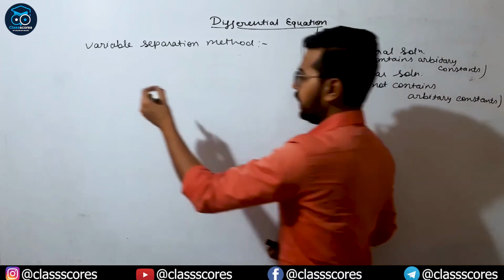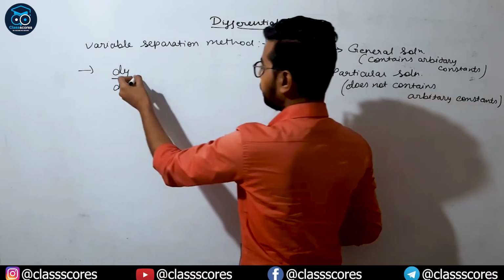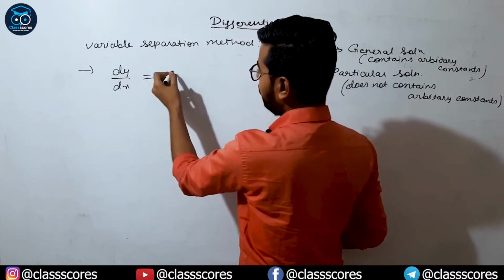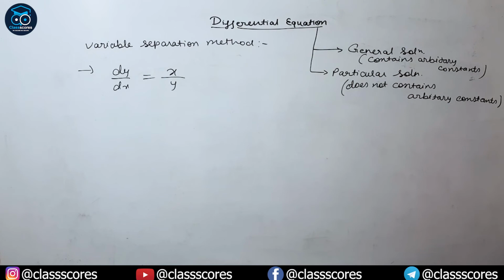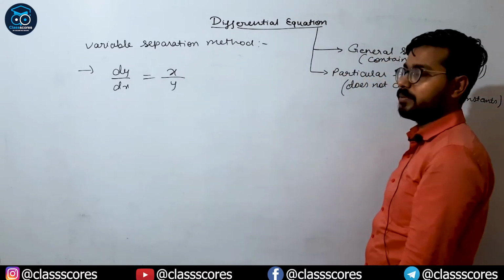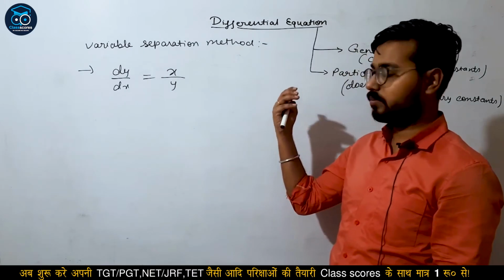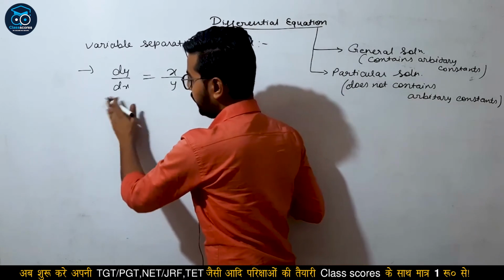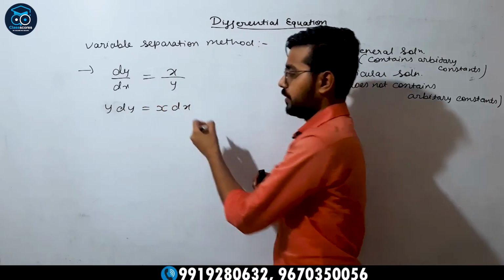Let's take one example. An equation is given: dy upon dx equals x upon y. We need to find the solution for this differential equation. First we need to separate the variables: take all the variables of y on the LHS and all the variables of x on the RHS. So here we get y dy on one side and the variable of x on the other.